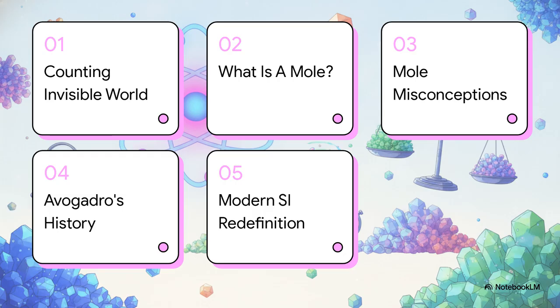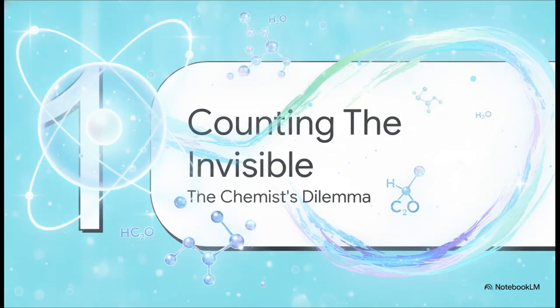Okay, let's jump right into our roadmap for today. First up, counting the invisible world. Then we'll answer the big question, what actually is a mole? After that, we'll clear up some common stoichiometry misconceptions, trace the history of Avogadro's number, and finally, look at the modern SI redefinition. All right, starting off with part 1, counting the invisible world and the chemist's dilemma.